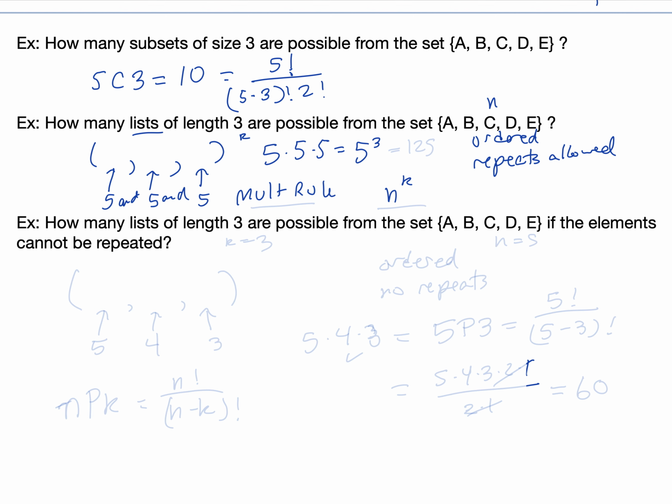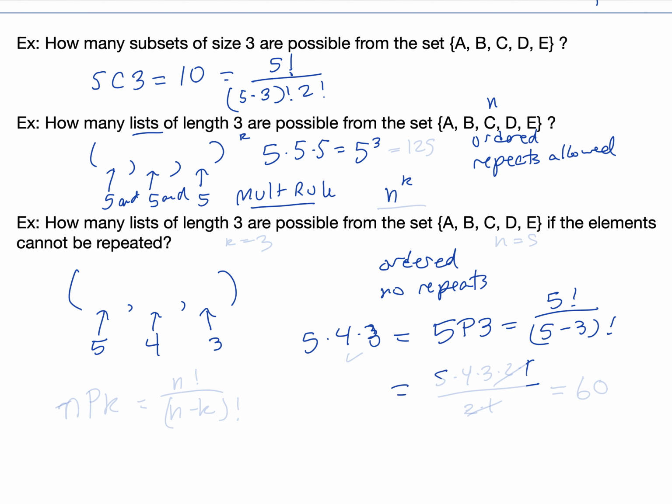How many lists of length 3 are possible from the same set if the elements cannot be repeated? Well, again, we've got a list. It's ordered, and now there's no repeats. So how many possibilities are there? There are 5 possibilities for the first and 4 for the next, because we can't repeat, and 3 for the next. This is 5 times 4 times 3, using again the multiplication rule, or we could also write this as 5 permute 3, which is 5 factorial over (5 minus 3) factorial. Again, canceling out would give us 5 times 4 times 3 times 2 times 1 divided by 2 factorial, which is 2 times 1. And so, of course, it would give us the same thing. This is 60 if we multiply it out. This 5 to the third, if we multiply it out, is 125.